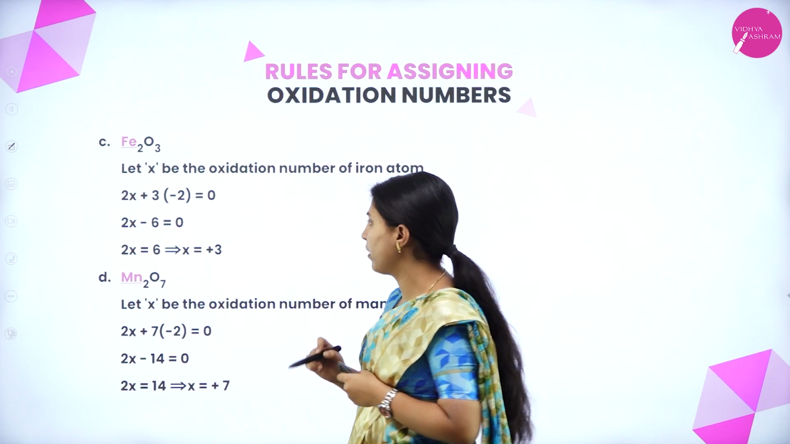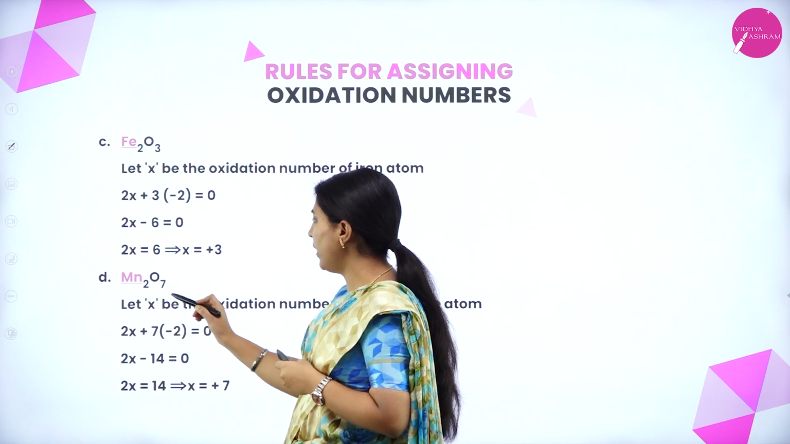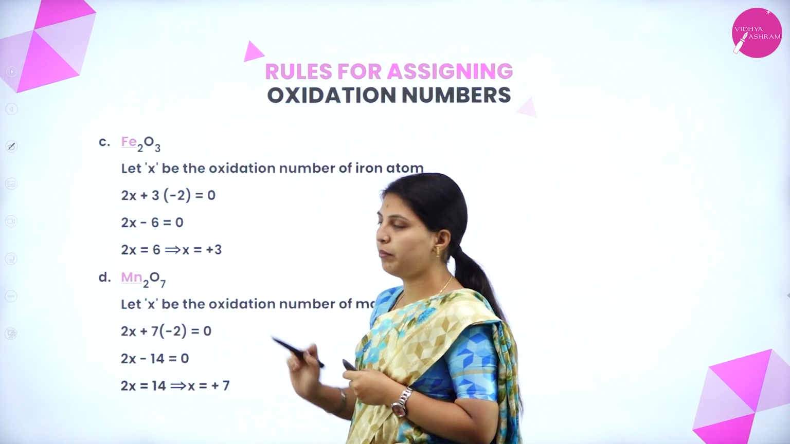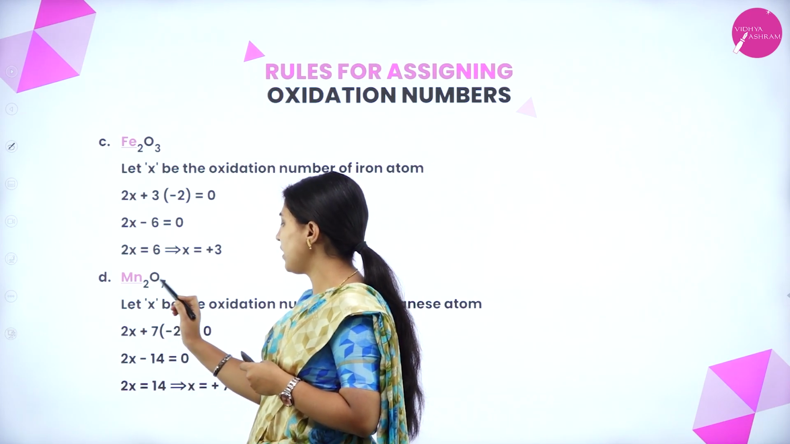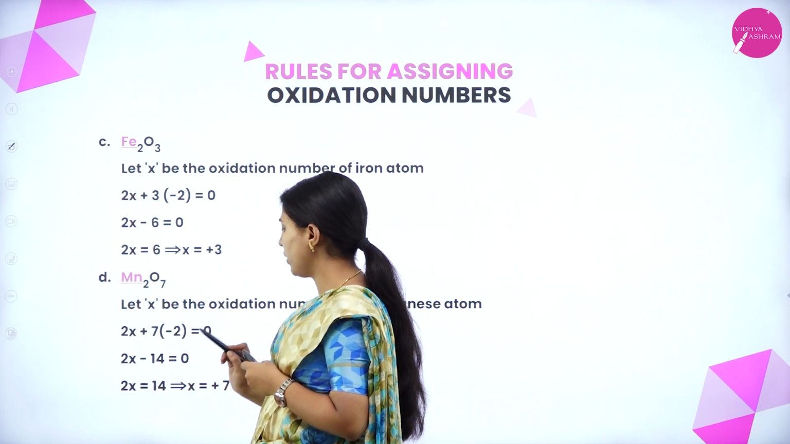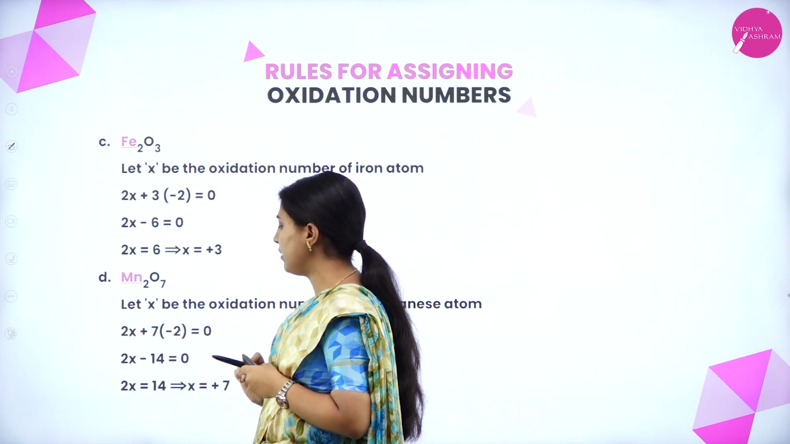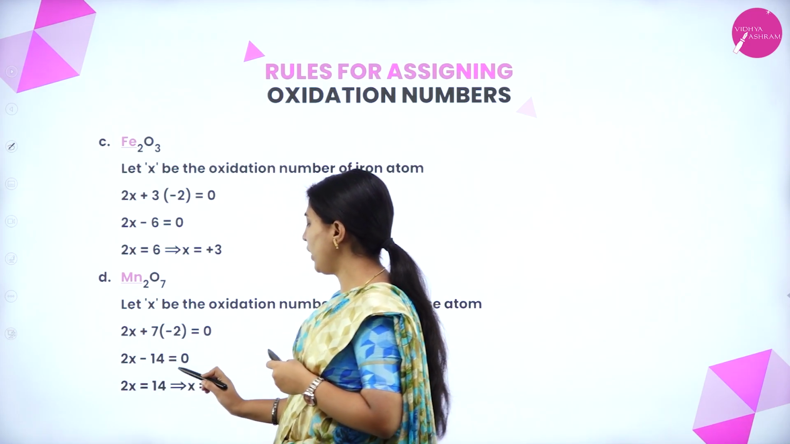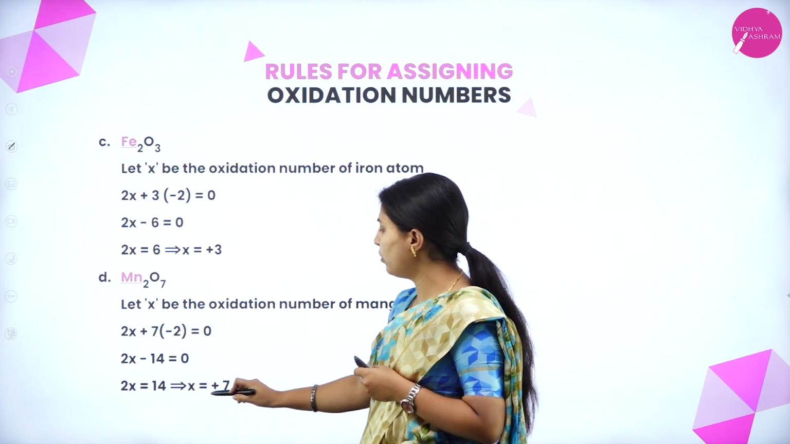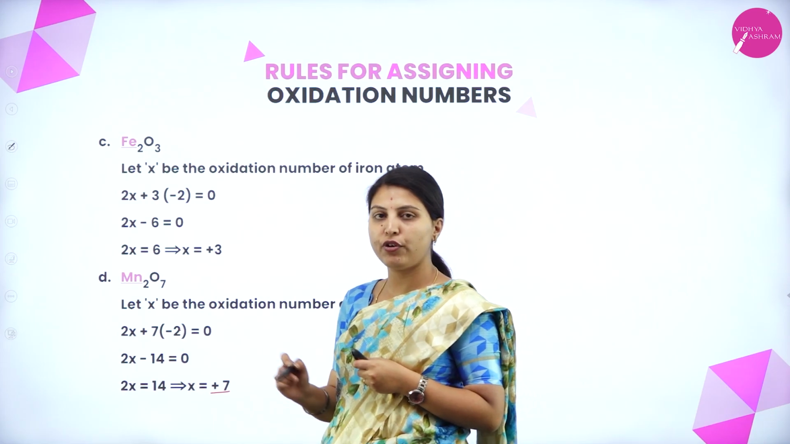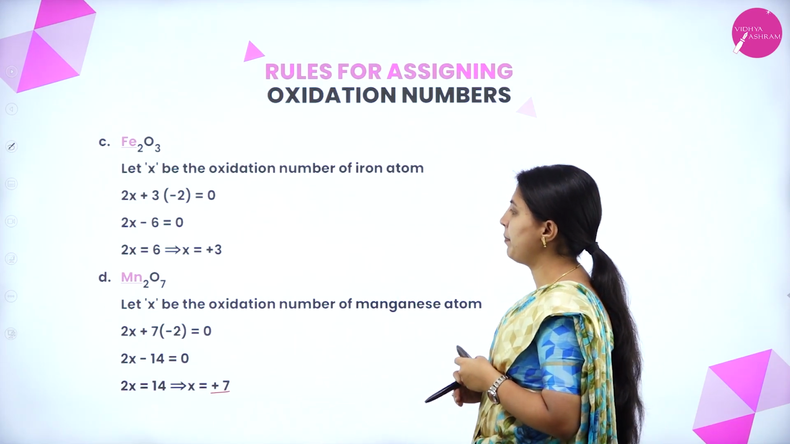6 by 2. Next, Mn2O7. Here also Mn is manganese. Let the oxidation number of manganese be x. 2x plus 7 into minus 2 equivalent to 0. 2x minus 14, 7 twos are 14, equivalent to 0. 2x equals 14, x equals 14 by 2, which is plus 7. For manganese, usually the plus 7 oxidation state will be present.